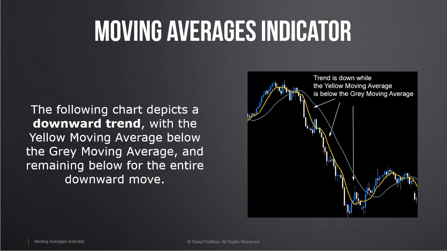Okay, this chart depicts a downward trend with the yellow moving average below the gray moving average. So it's crossed over and the yellow moving average is now below the gray moving average, and it remains below for the entire downward move. So we consider for the Profiteer system that a trend is down while the yellow moving average is below the gray moving average.